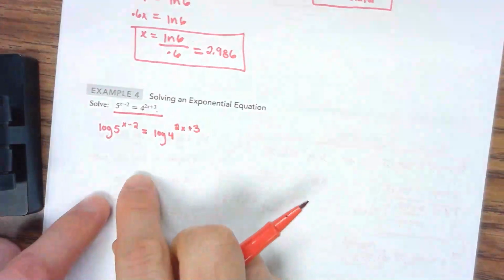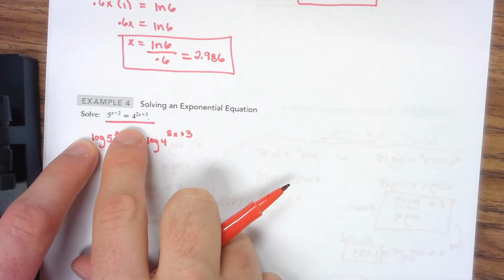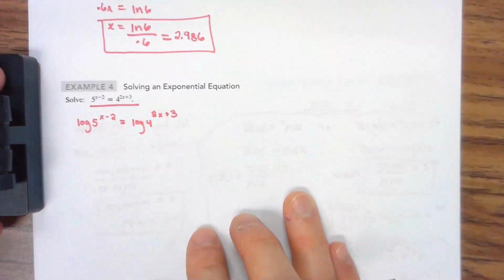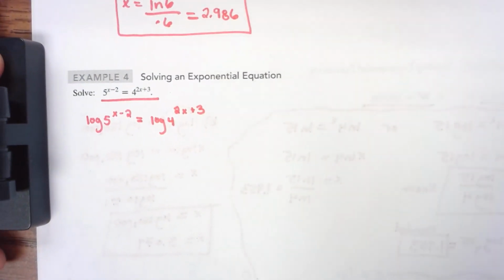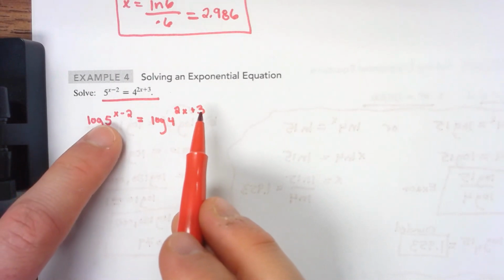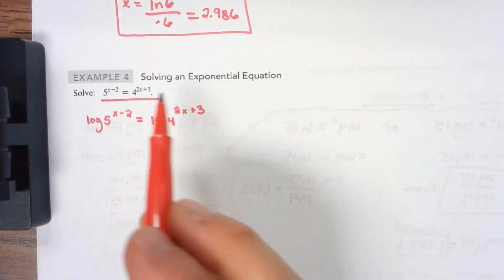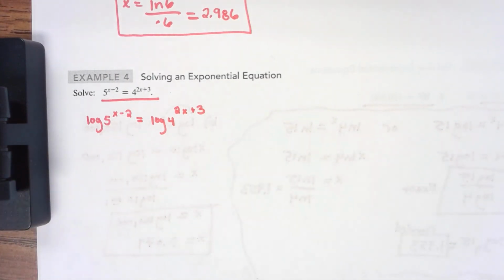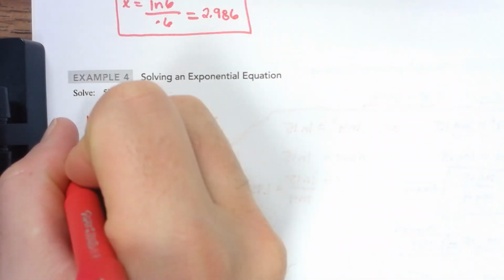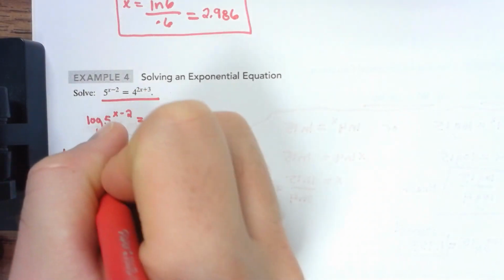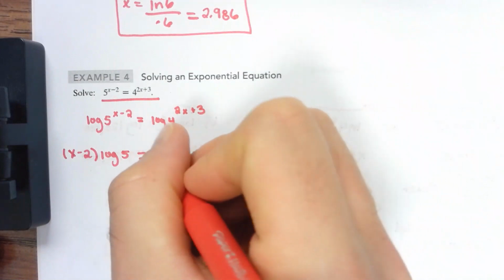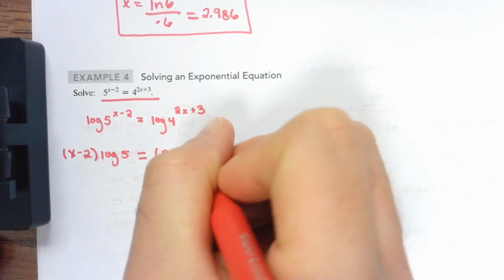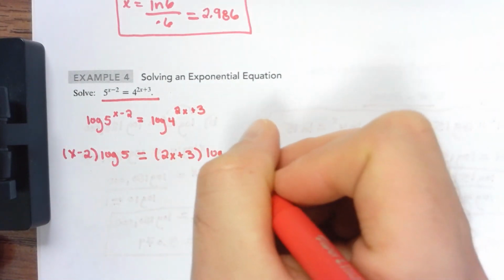And that's again because we have both exponential terms all by itself. Now the reason that this is going to be different is because we have different bases here and because we have multiple exponential terms. So I'm going to do the same thing where this exponent is going to move to be the coefficient, but notice how we have multiple terms in the exponent. So we need to keep those terms grouped together. So I'm going to use parentheses. So (x minus 2) times log of 5 equals (2x plus 3) times log of 4.